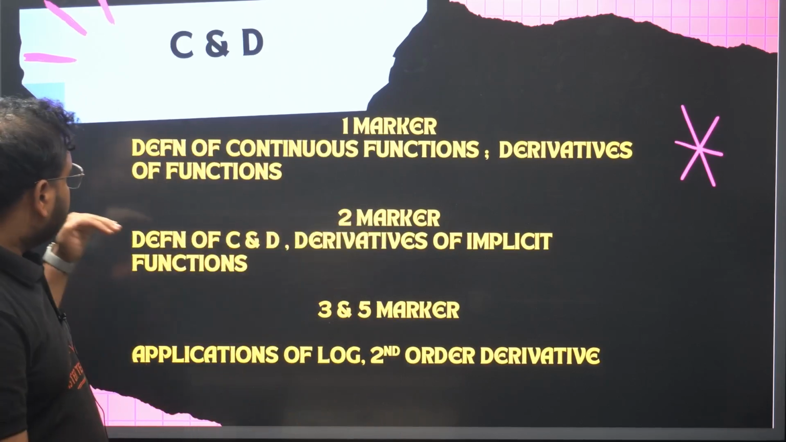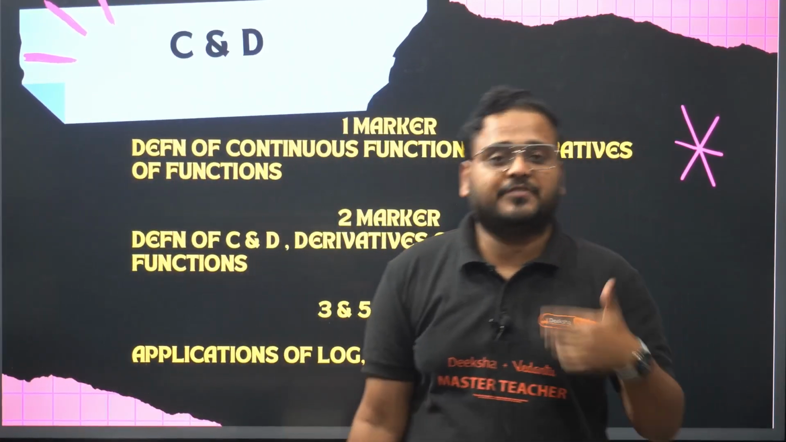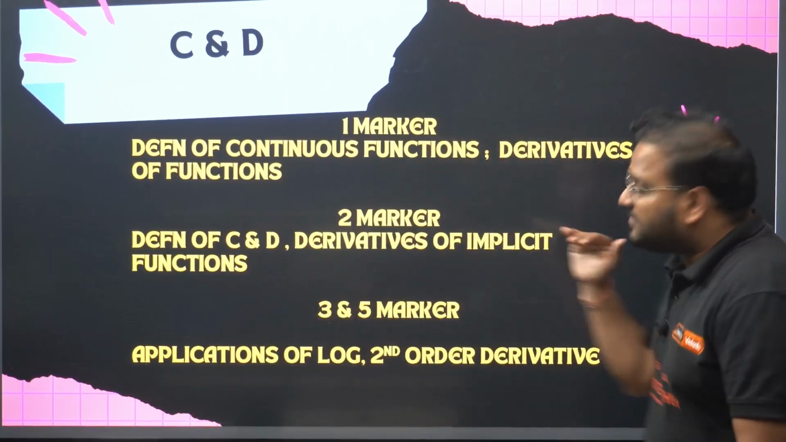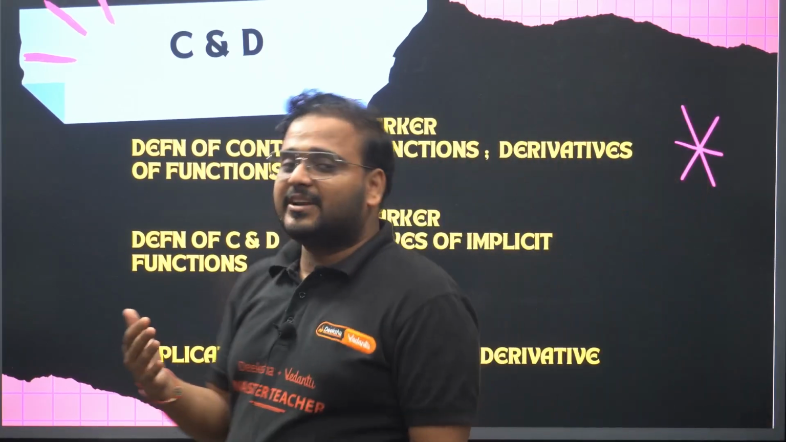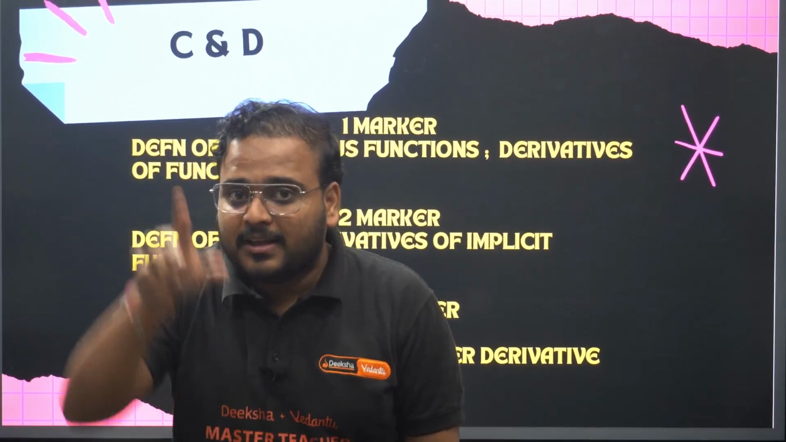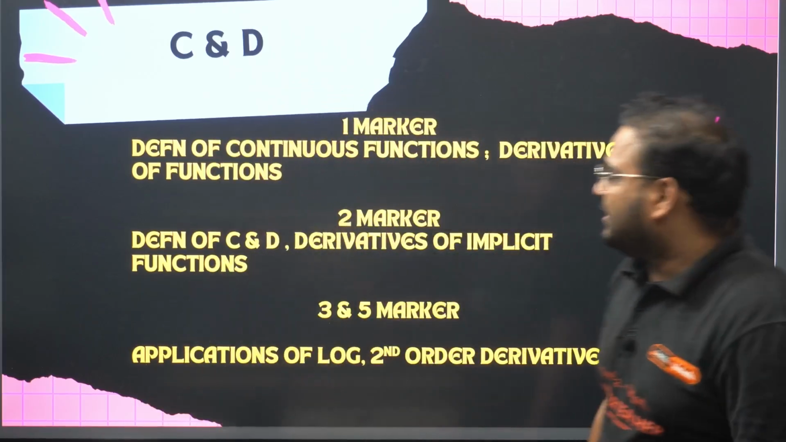In 2 marker, definition of continuity and differentiability, same thing. When can we say a function is differentiable? Those questions can also be asked over here. Derivatives of implicit functions, where y is not clearly given as the subject. Remember, we differentiate using product rule or quotient rule, then take dy by dx on one side and solve those questions. I'm talking about exactly those.